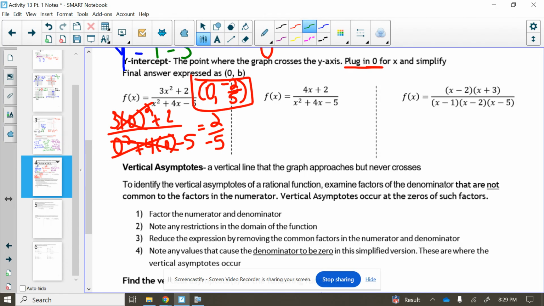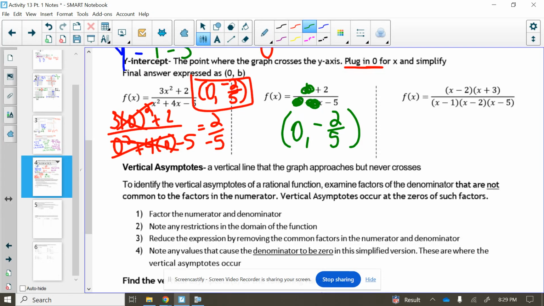And the next one, again, if you plug in 0 for x, essentially what's going to happen is 4 times 0 is just 0. So we have 2, and then 0 squared plus 4 times 0. Again, on this one, we end up with (0, negative 2/5) again.